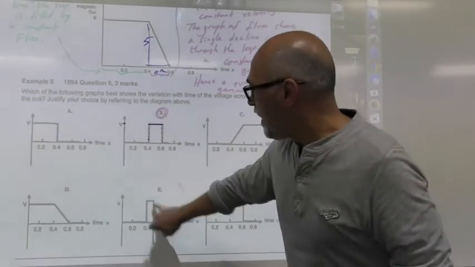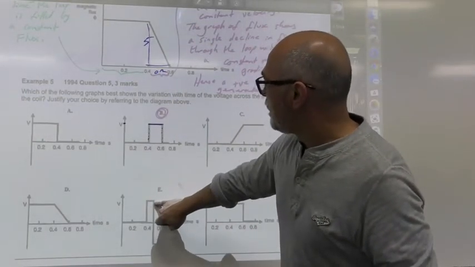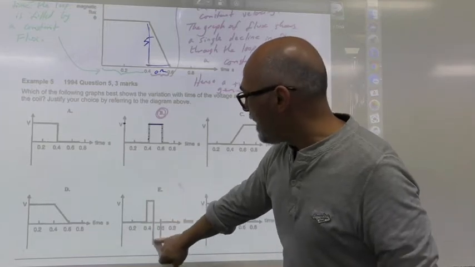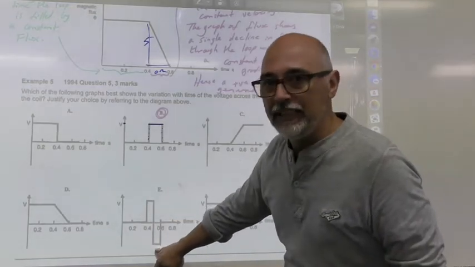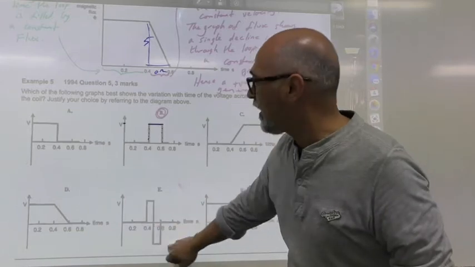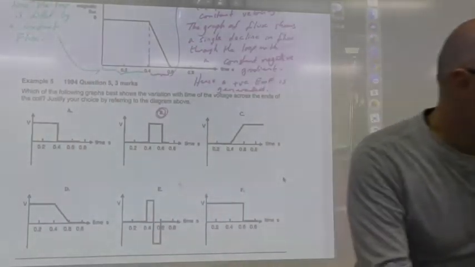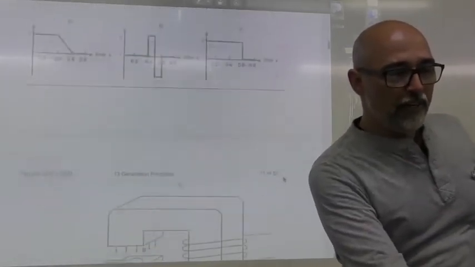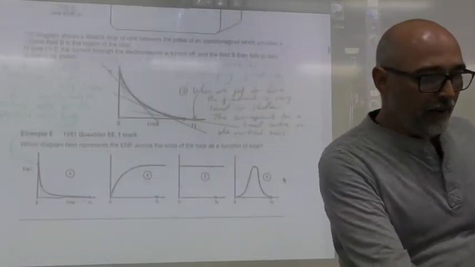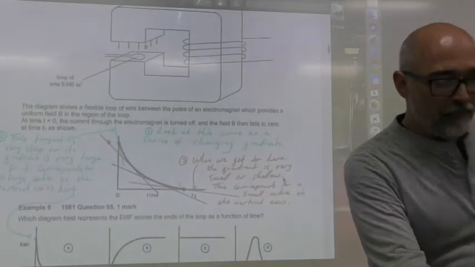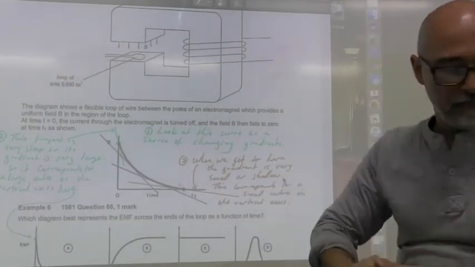This would imply that it left the field and then re-entered it immediately. That's why it can't be that. Shouldn't be too hard to get. Actually, what I'm showing you right now isn't the hardest part. Now here we go.